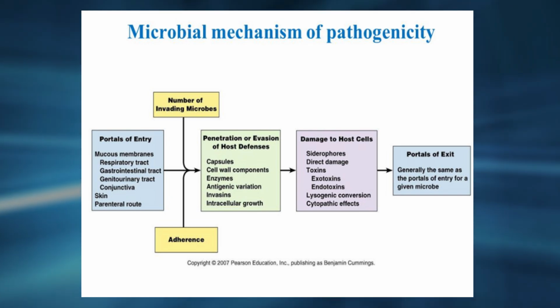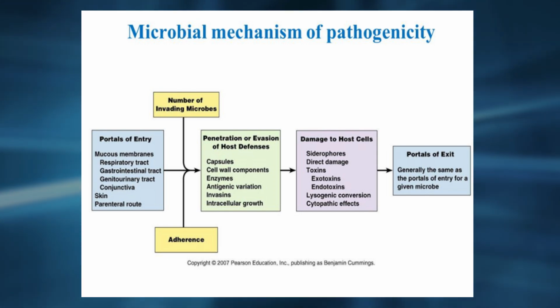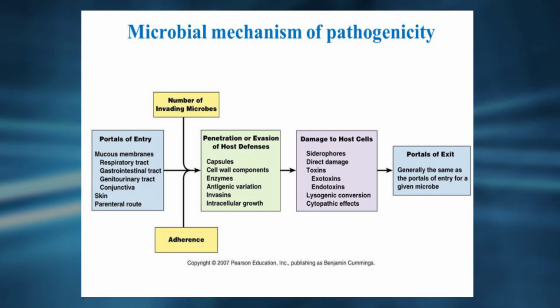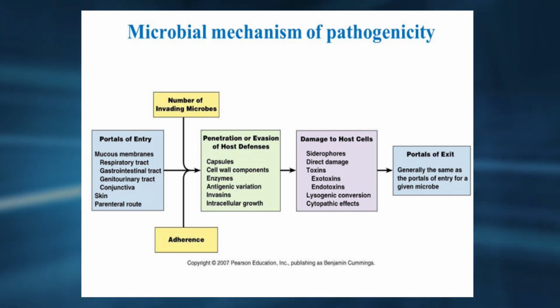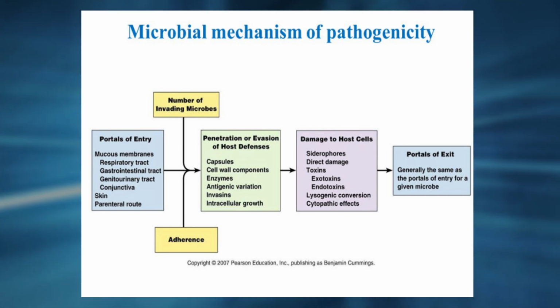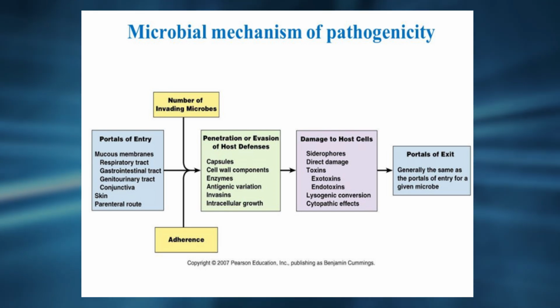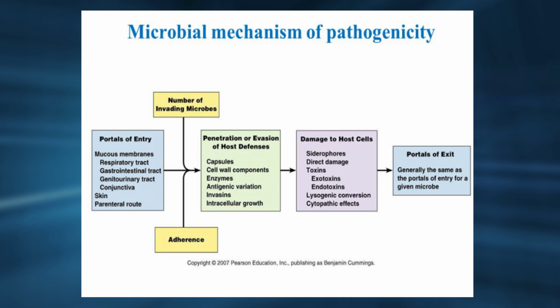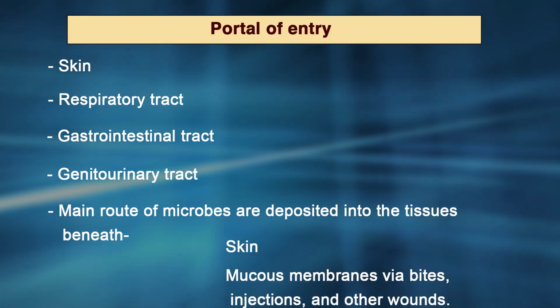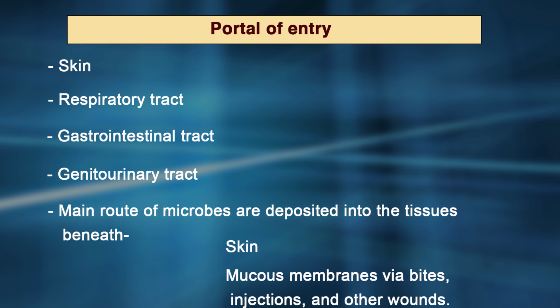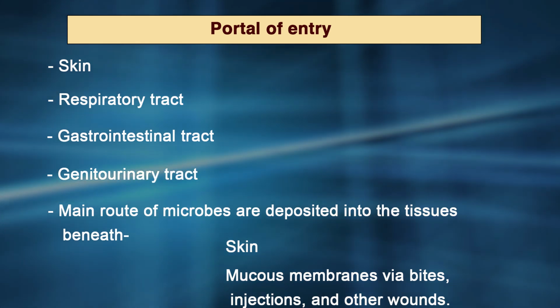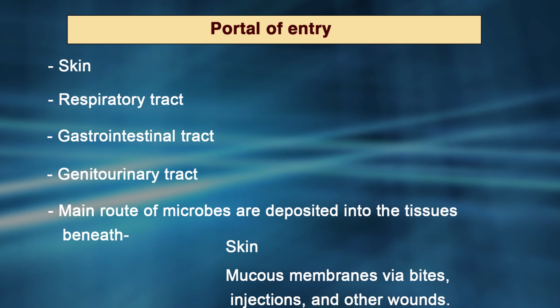The key concept of the molecular mechanism of pathogenicity is that several factors are required for a microbe to cause disease. After entering the host, most pathogens adhere to the host tissue, penetrate or invade host defense, and damage host tissues. Pathogens usually leave the body via a specific portal of exit, which is generally the same site where they entered initially.